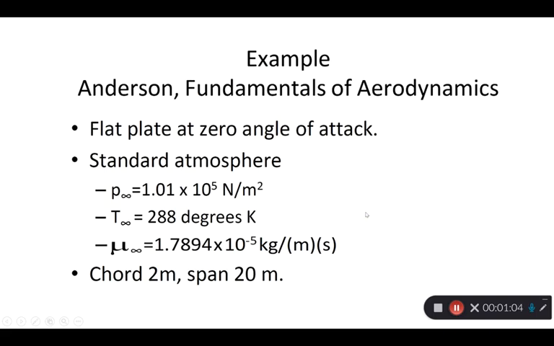So here is an example. We are given a flat plate at zero angle of attack. It's a three-dimensional flat plate, therefore it's got a chord of 2 meters and a span of 20 meters. Think of it like a wing of span 20 meters. The chord is 2 meters. It's not an aerofoil, it's just a flat plate, zero thickness. It's flying in standard atmosphere conditions, so we can look up the pressure, temperature, and viscosity.